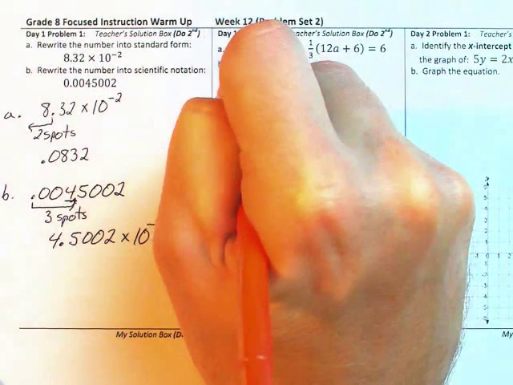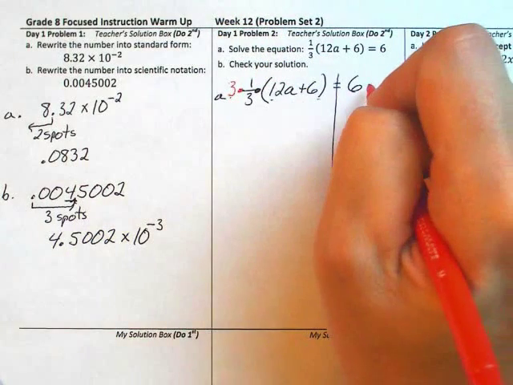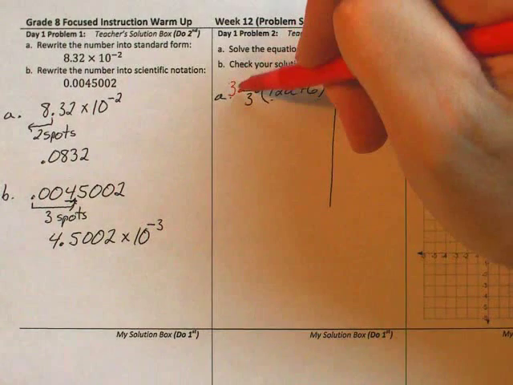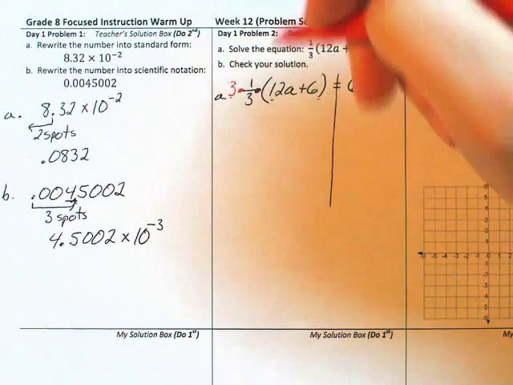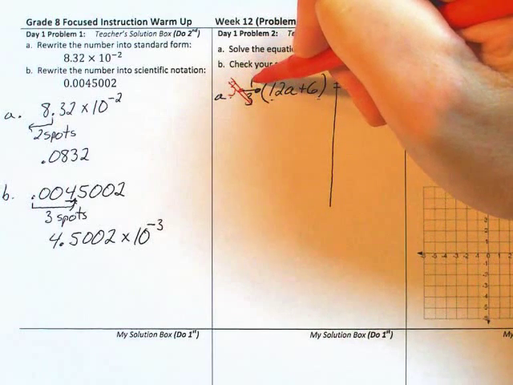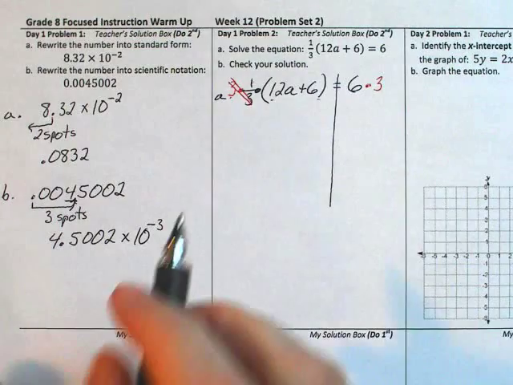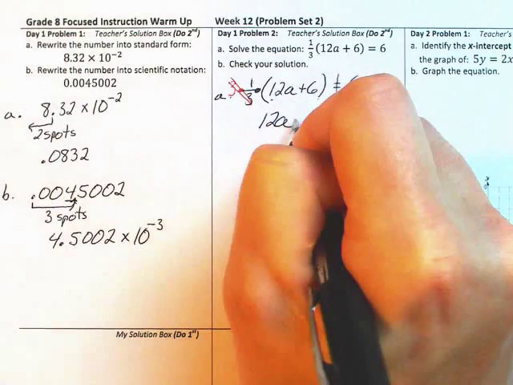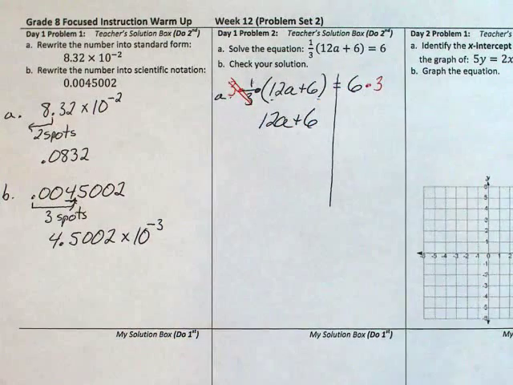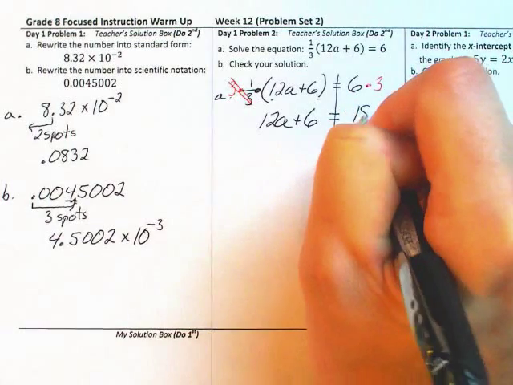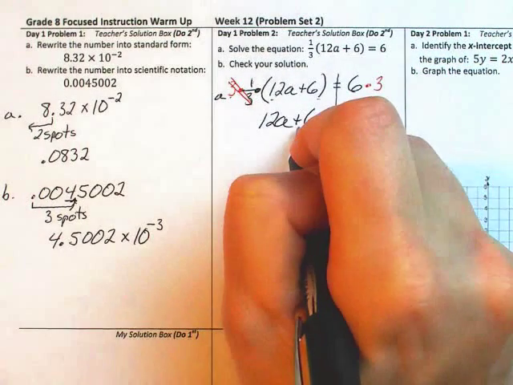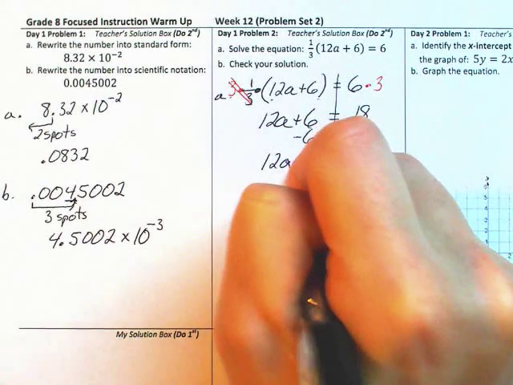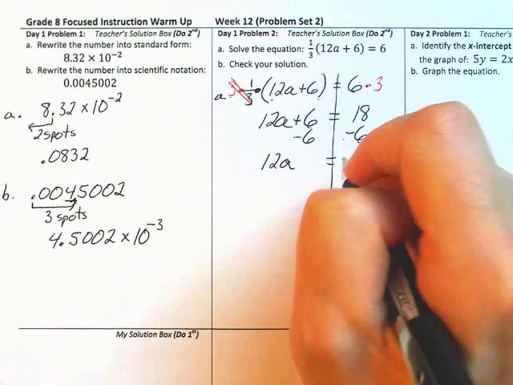And so on the left side, multiply by 3, and on the right side, multiply by 3. The reason for doing that is that 3 times 1/3 cancels, leaving 1. And that just means that we have one of this group. And so the 12A plus 6 can be brought straight down. Over here, 18. Remove the plus 6 by subtracting. Bring the 12A straight down, and 18 subtract 6 is 12.